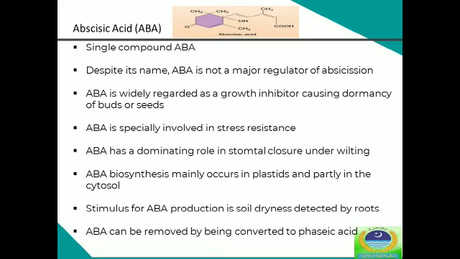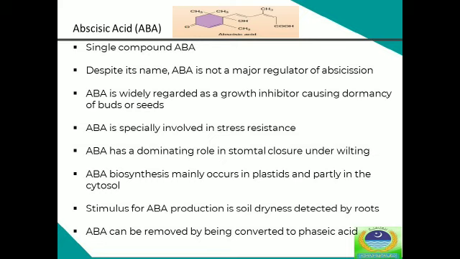Abscisic acid has a dominating role in stomatal closure under wilting conditions. Its concentration increases from 20 microgram per kg to 500 microgram per kg fresh weight, and plants close the stomatal pores. When abscisic acid is present, other mechanisms causing stomatal opening become ineffective. So, abscisic acid has a dominating role in closing off stomata.